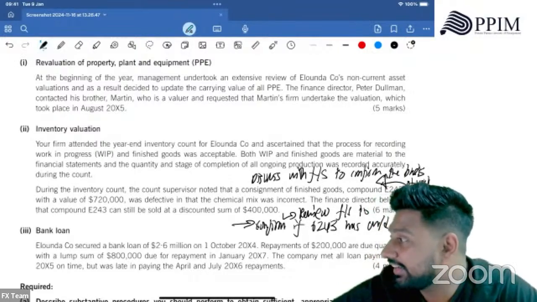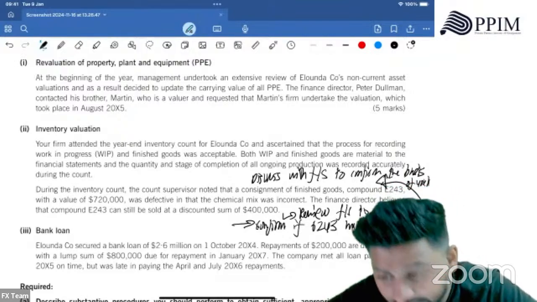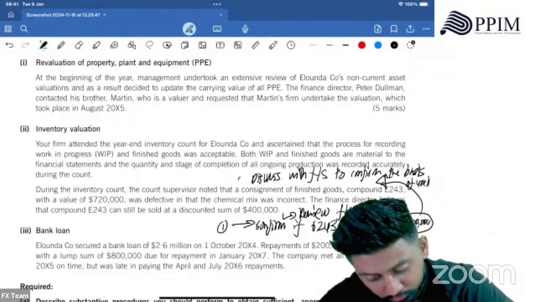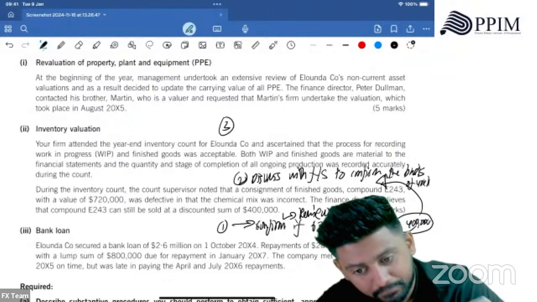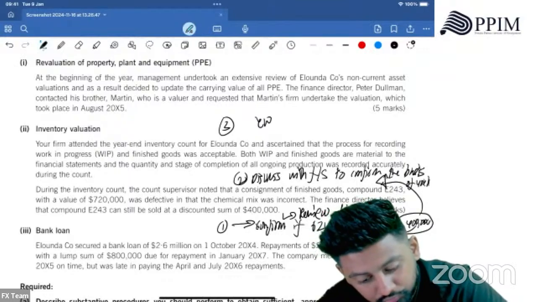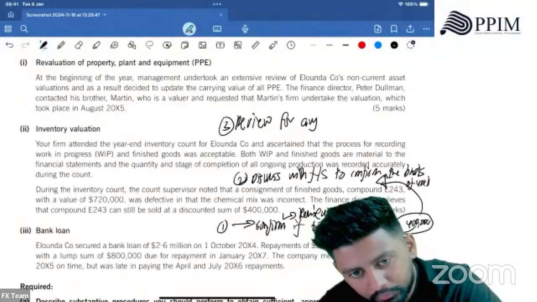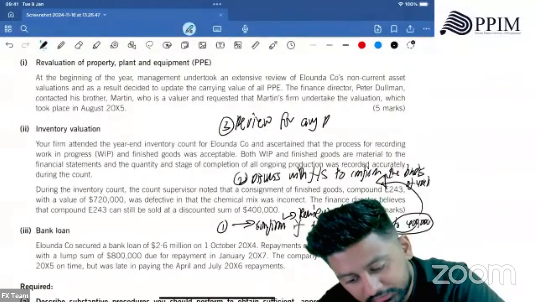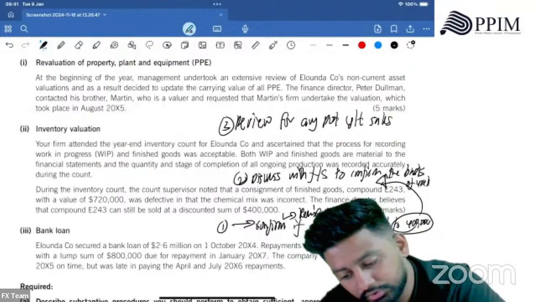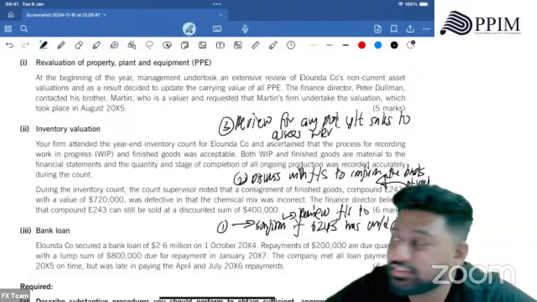Ashfaq, good one. Review the post-year-end sales to confirm the selling price of damaged inventory. Okay, Ashfaq says take the post-year-end sales of the defective items to assess NRV. Good point. Review for any post-year-end sales to assess NRV. I'm fine with that.